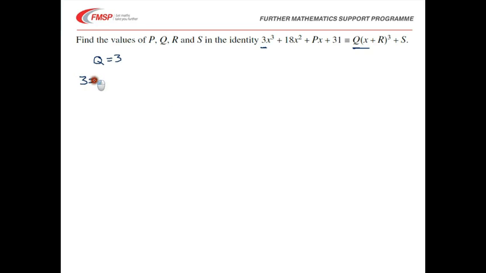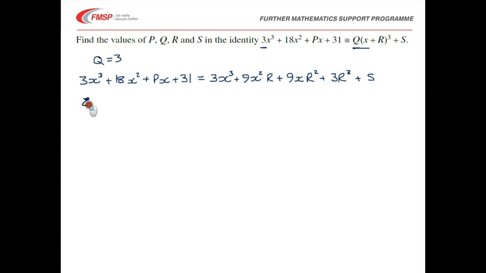Now I do need to multiply out properly the right hand side. So keeping my work nice and clear, I will say that 3x cubed plus 18x squared plus px plus 31 is equal to, now x plus r all cubed, with the binomial expansion we know the coefficients are going to be 1, 3, 3 and 1, and multiplying that by q will give me coefficients of 3, 9, 9 and 1. So that's 3x cubed plus 9x squared r plus 9x r squared plus 3r cubed. And then don't forget the plus s on the end.